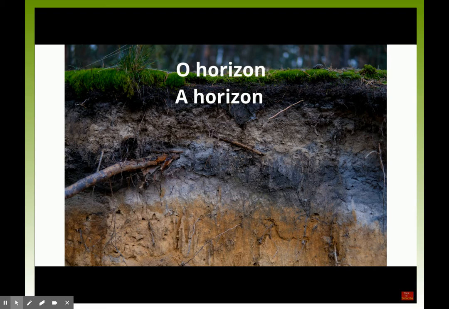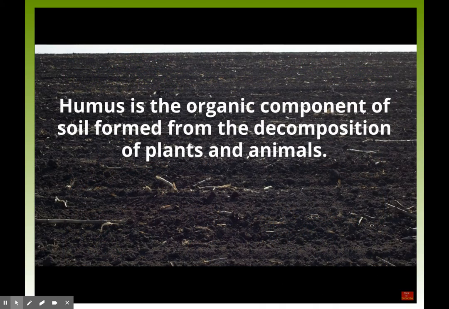This layer contains decomposers. The decomposers perform the task of breaking down plants and animals. The remains of these plants and animals create a mixture called humus, which is dark organic material that forms in soil when plant and animal matter decays.